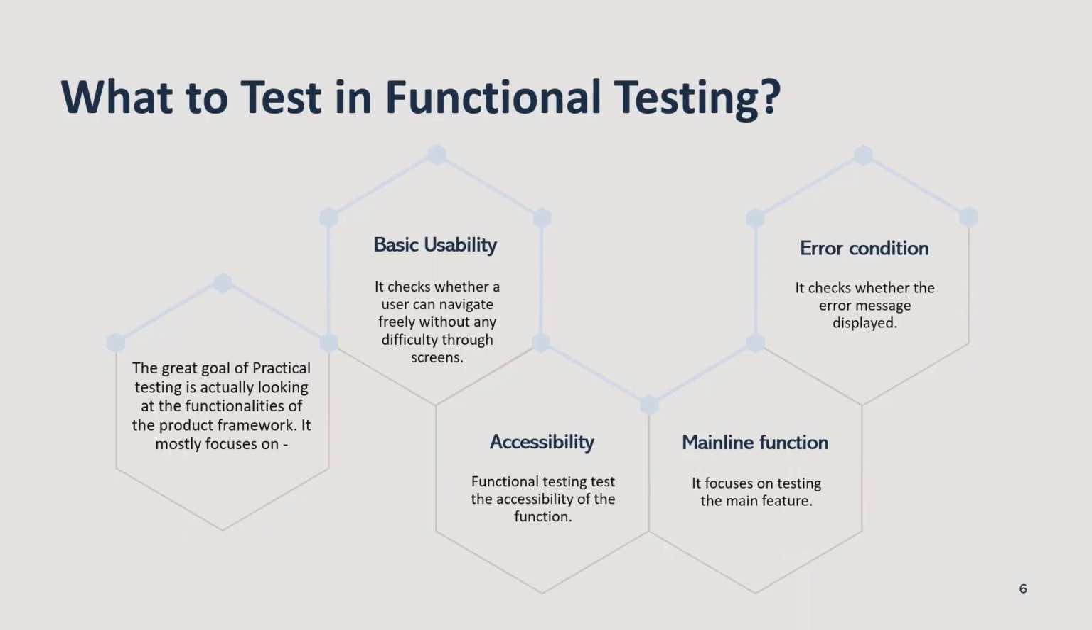So basic usability means this will check whether a user can navigate freely through screens without any difficulty. So here we are verifying the navigation from one section to the other section. When it comes to websites, navigation from one page to the other page. Let's say we have home and we want to navigate from home to contact us. So when I click on contact us, this website now redirects me to the contact us page. So this is called navigation.